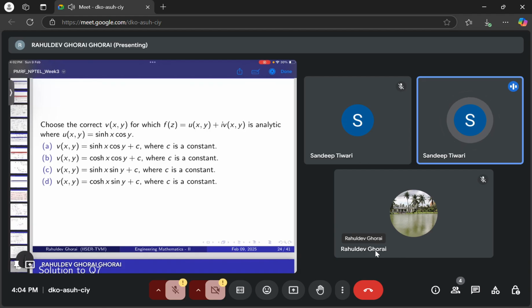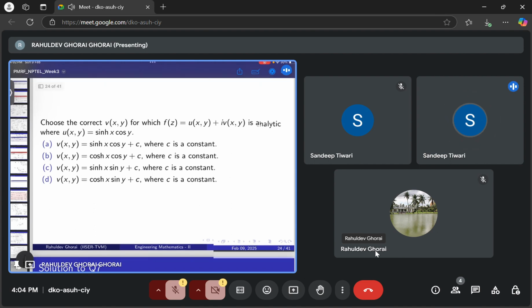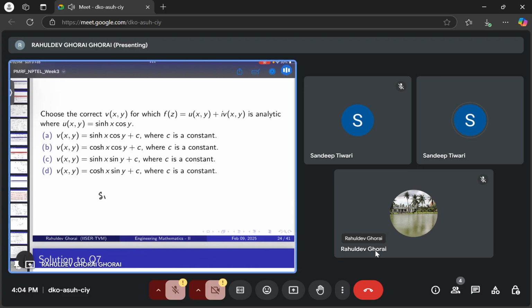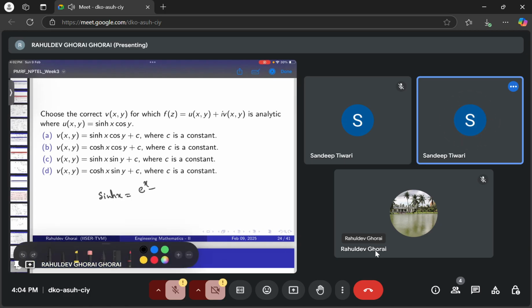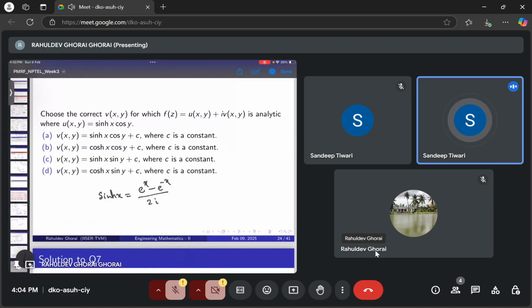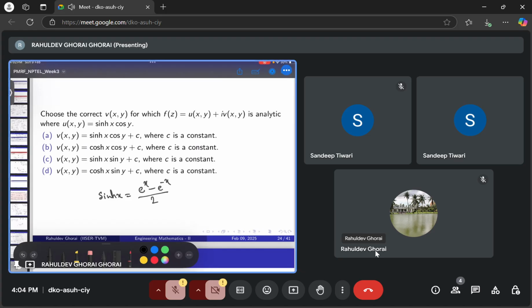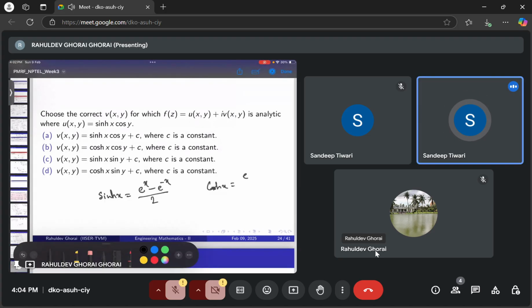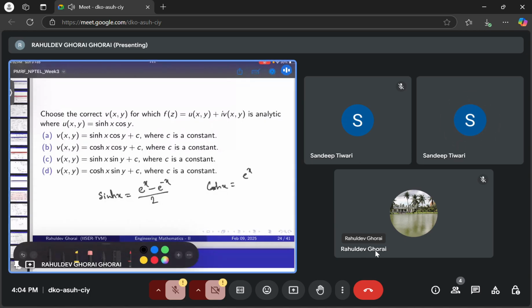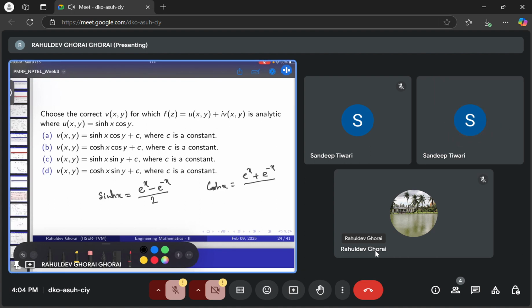Sir, option A should be correct. Option A: what is sine hyperbolic x? e to the power x minus e to the power minus x by 2. 2 or 2i, what is correct? No, sir, only 2. That is sin x? No, that is not sin x. Sin x is e to the power ix minus e to the power minus ix by 2i.